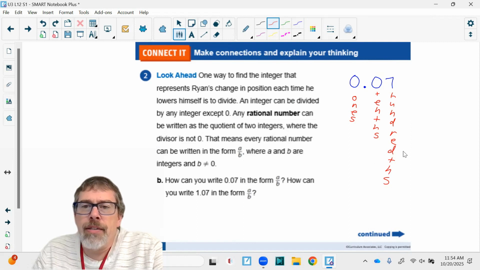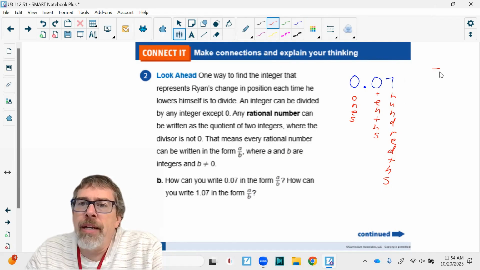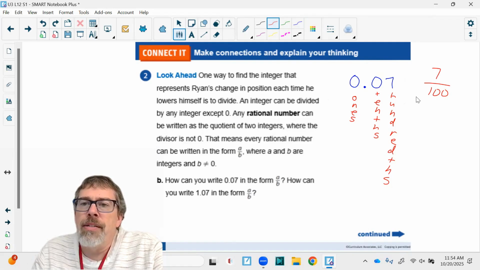With a THS. So this is 7/100ths. And to write that, you just say 7 over 100. That is 7/100ths. Okay, so that's how we write 0.07 in the form of a over b.